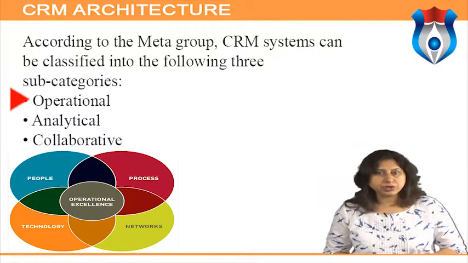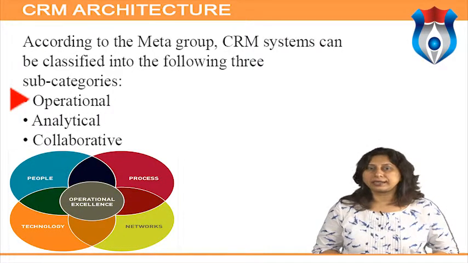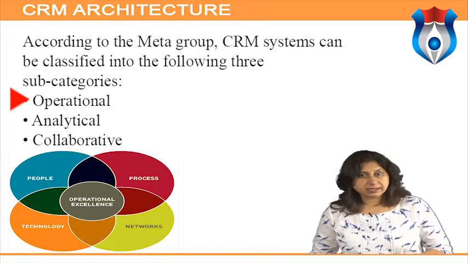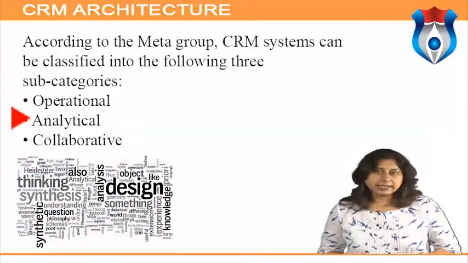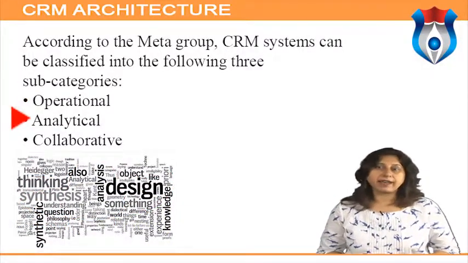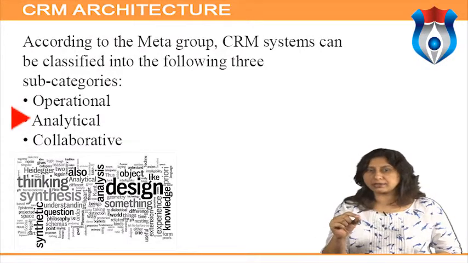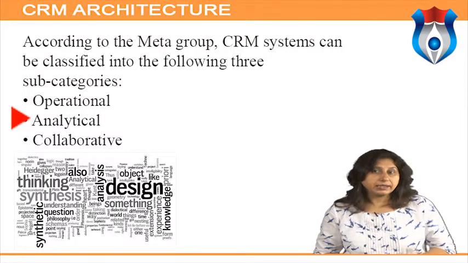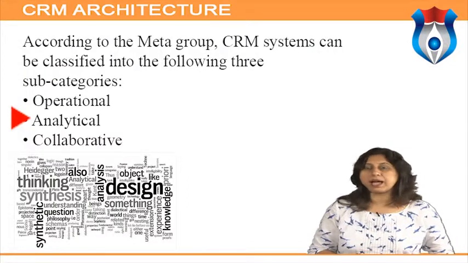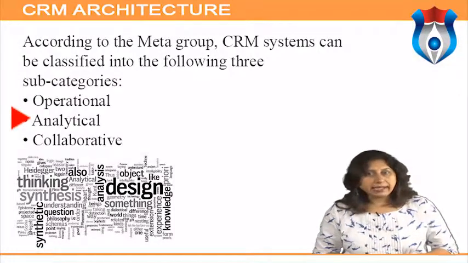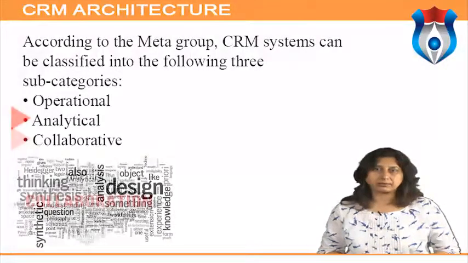They comprise solutions for marketing, sales, and service automation, for example campaign management systems and systems for customer interaction centers. Analytical CRM systems store and evaluate knowledge about customers for a better understanding of each customer and his behavior. They therefore support the CRM analysis processes. Examples are data warehousing, online analytical processing (OLAP), and data mining systems.